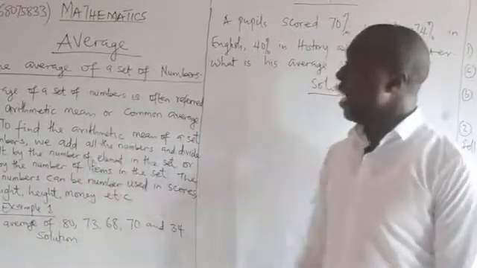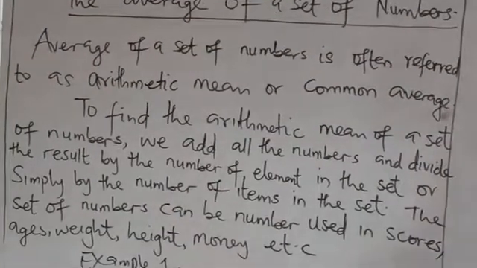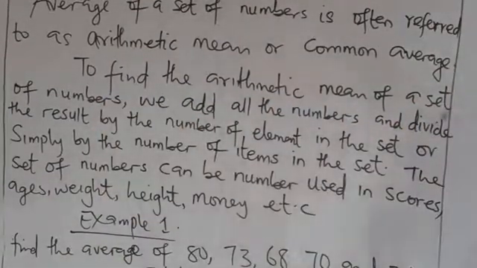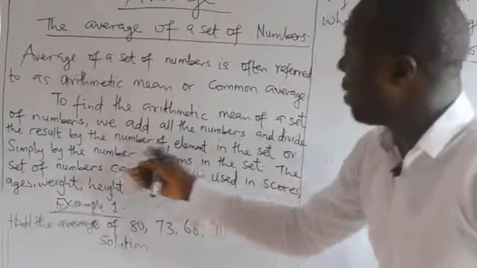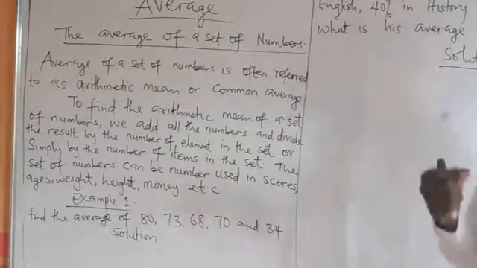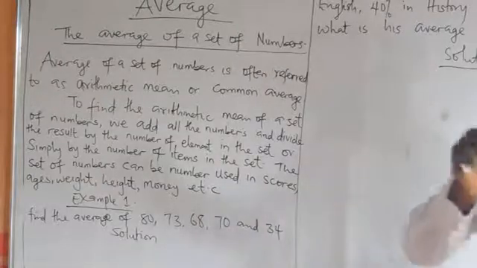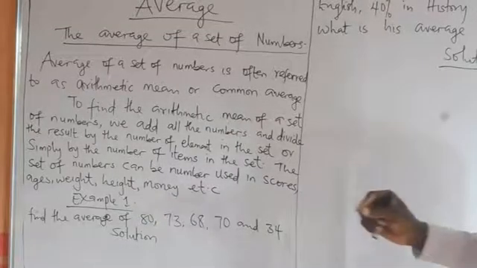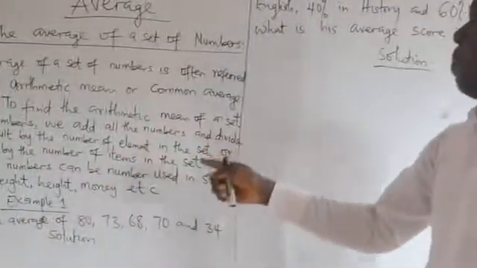So, to find the arithmetic mean or average of a given set of numbers, what you are expected to do is add all the numbers and divide the result by the number of elements in the set, or simply the number of items in the set. That is, you add all the numbers, get the total, and divide the result by the number of elements in the set.